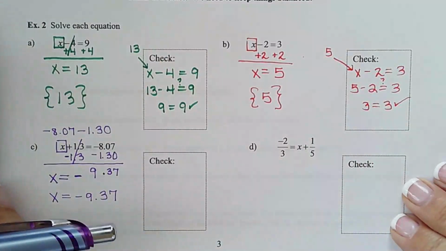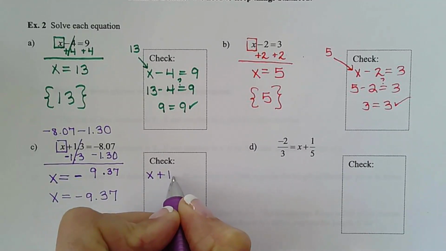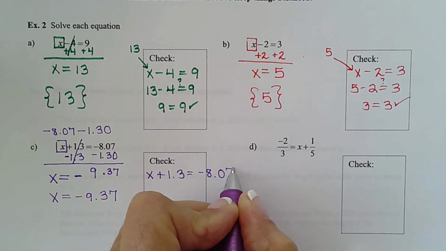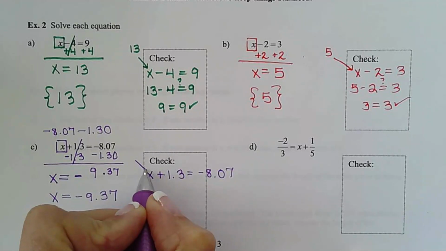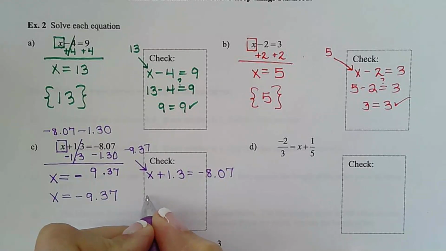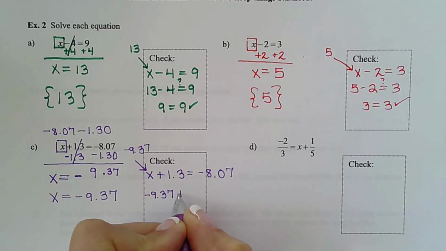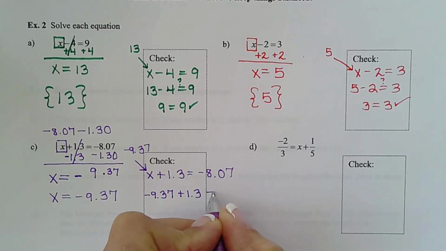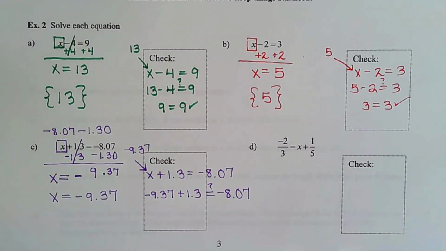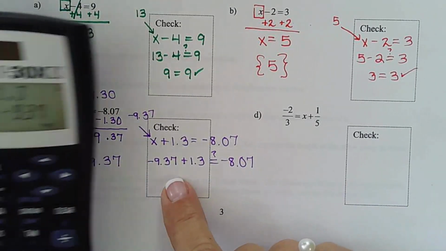Okay, so before we put that in solution sets, we have to check our work, and this is where I said the calculator is very handy. So we're going to put negative 9.37 in for x. So is negative 9.37 plus 1.3, is that going to give us negative 8.07? And this is where I said it's really nice and so much quicker to have the calculator.